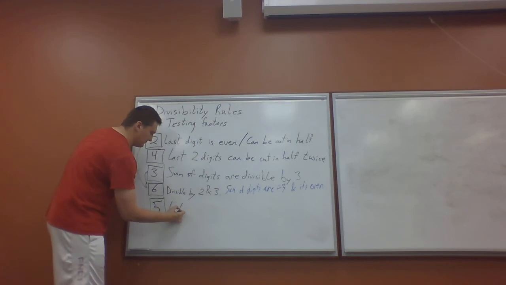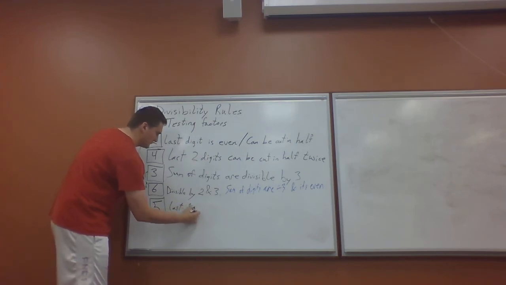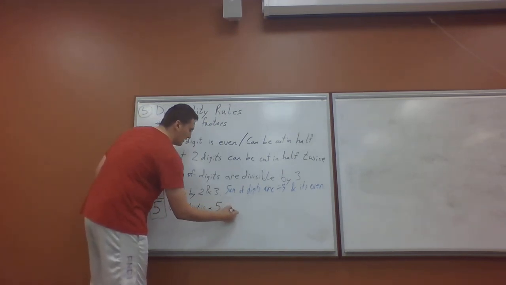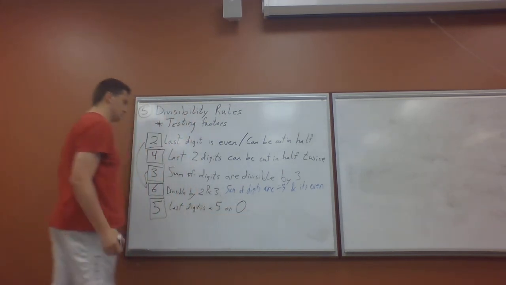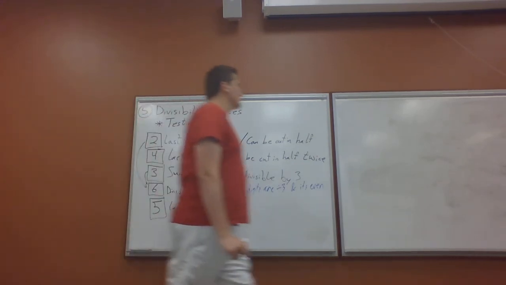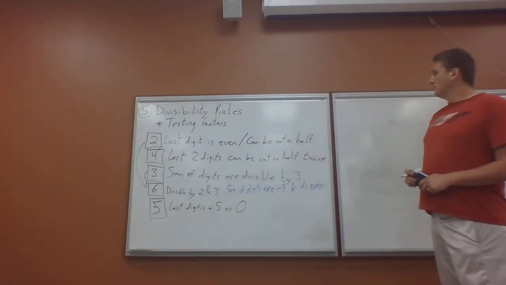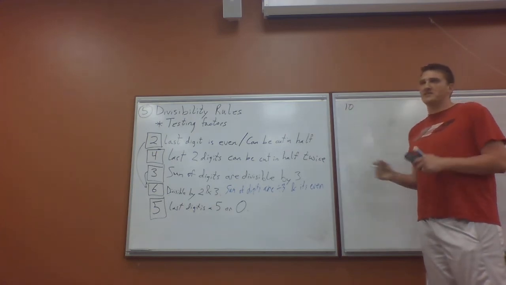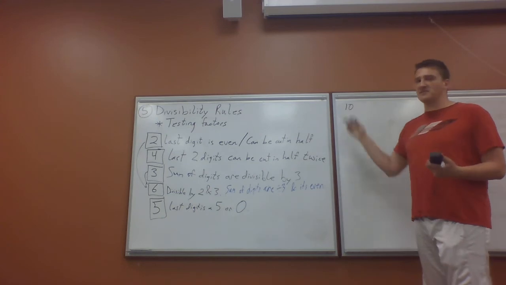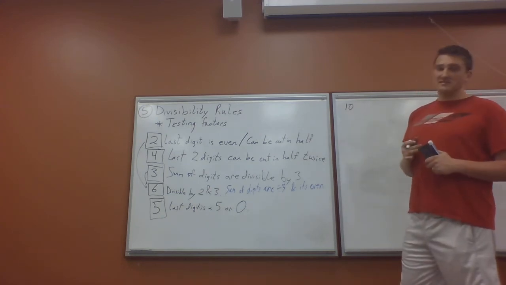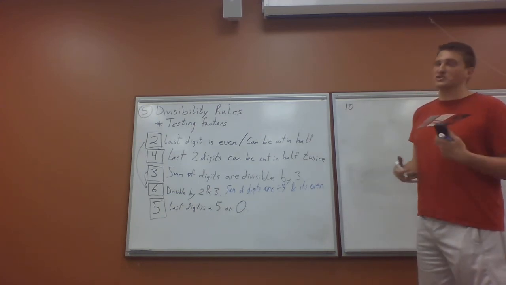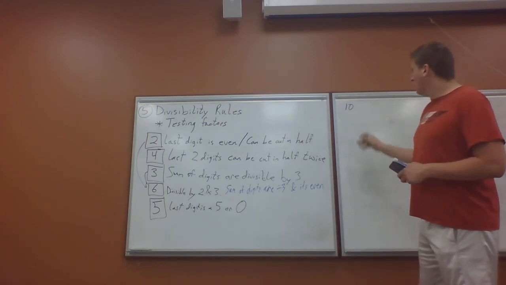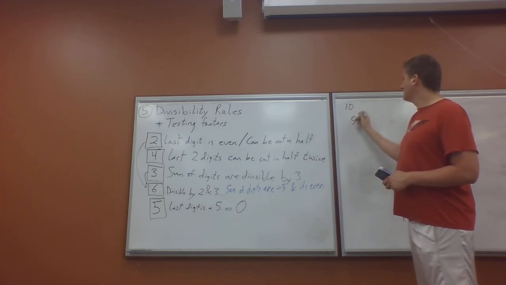The last digit is a 5 or 0. So what does that look like? Well, we know that 5 goes into 10. We don't really need to use the divisibility rule for that. We can just add 2 5's to get 10. Well, that means any number that's divisible by 5, I should be able to add a certain number of 5's to get that number. Okay, well, what about 55?